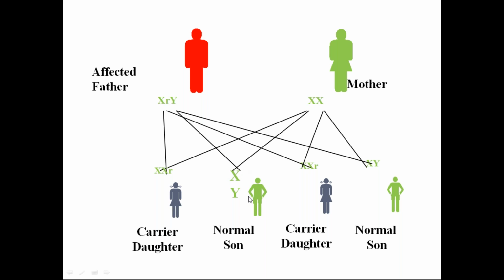Son, only one X chromosome is present, so he will escape from the disease. Next, if your daughter is a carrier, only the father is affected and one daughter is also a carrier. The son also escapes from the disease.